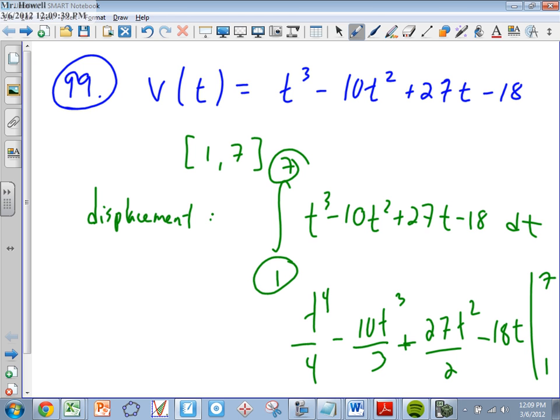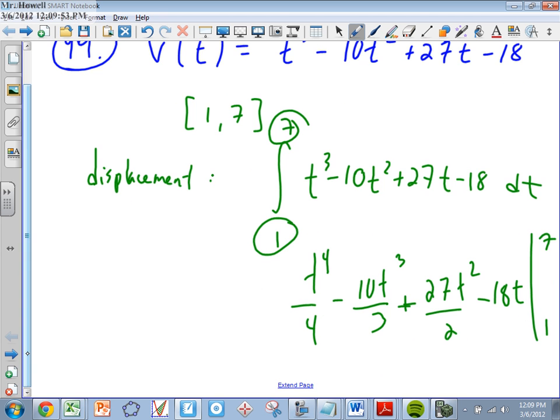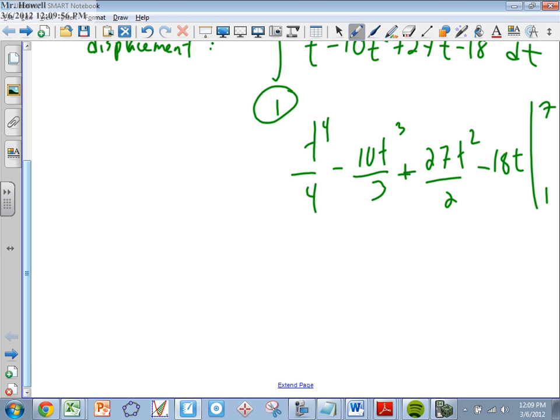Okay? Now, this part is simple. What do you do here? Plug in 7, you get a number. Then you plug in 1, you get a number. Subtract the two from each other. Okay? Did anybody get the numerical value for this? Exact answer. No one got to this? Come on, guys. Don't just stop when you get to the integral.